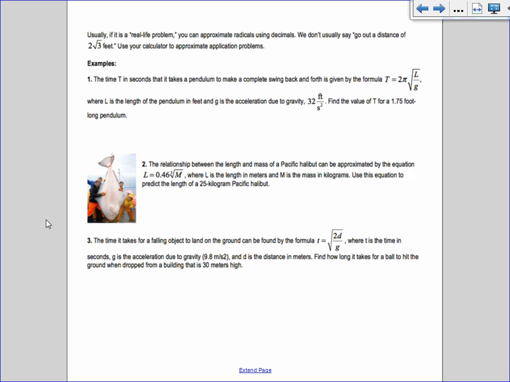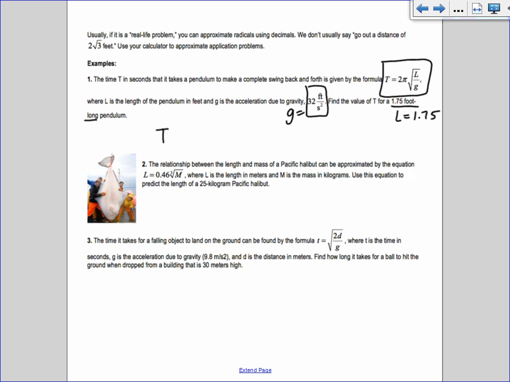So it says the time t in seconds that it takes a pendulum to make a complete swing back and forth is given by this formula. So t equals 2 pi times the square root of L over g. L is the length of the pendulum, and g is the acceleration due to gravity, which is this. So find the value for t for a 1.75 foot long pendulum. My length is 1.75. My gravity is 32. I'm finding t.